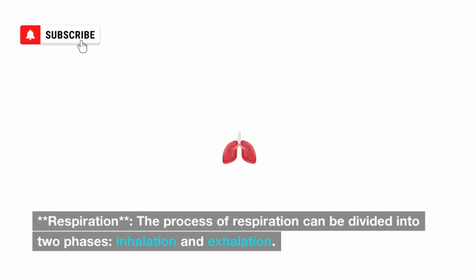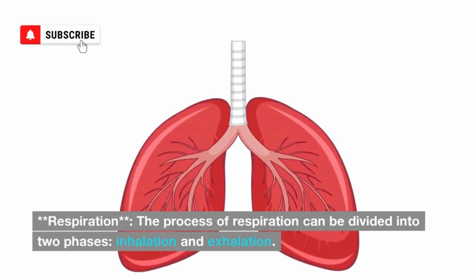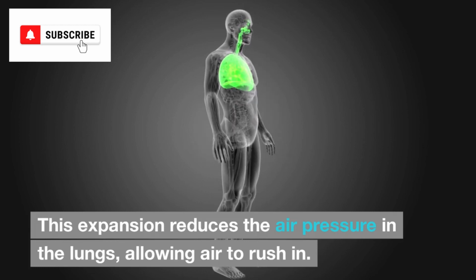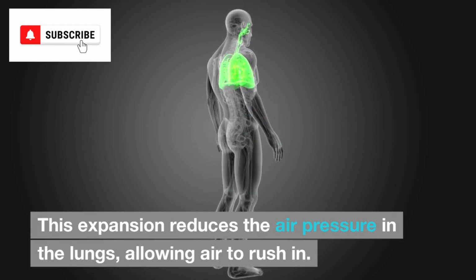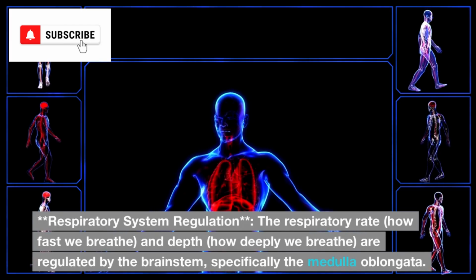3. Respiration. The process of respiration can be divided into 2 phases, inhalation and exhalation. During inhalation, the diaphragm, a dome-shaped muscle beneath the lungs, contracts and flattens, causing the chest cavity to expand. This expansion reduces the air pressure in the lungs, allowing air to rush in. Exhalation is the reverse process, where the diaphragm relaxes and the chest cavity becomes smaller, forcing air out of the lungs.